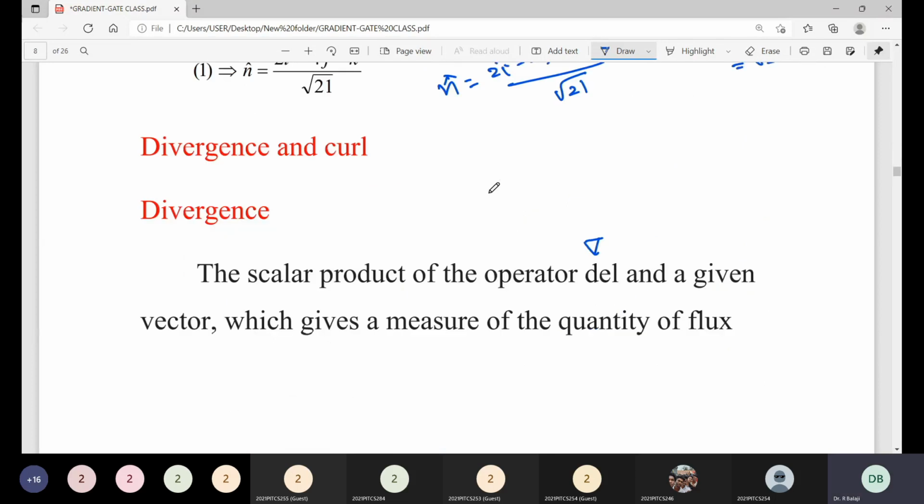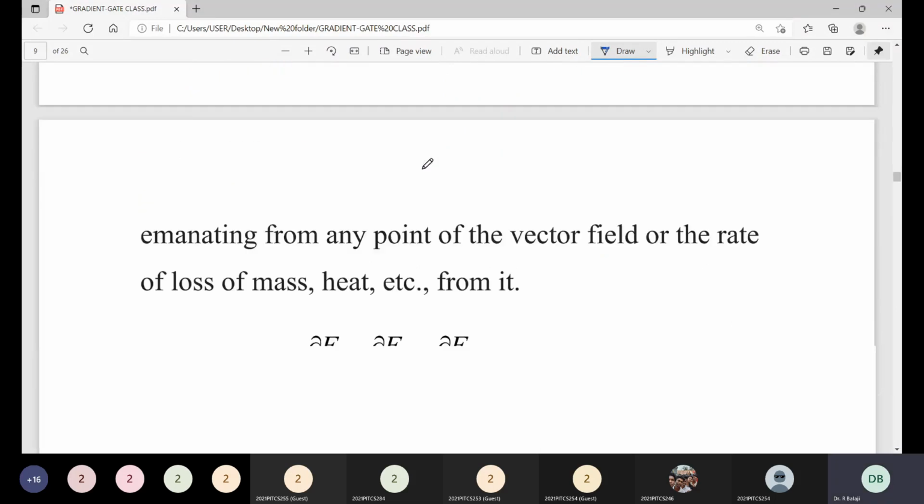Then divergence and curl. Always please remember: divergence is nothing but del dot f. Curl is nothing but del cross f. Students, always remember this. Don't forget that divergence is del dot f, the dot product, and curl is the cross product. Okay. Next.